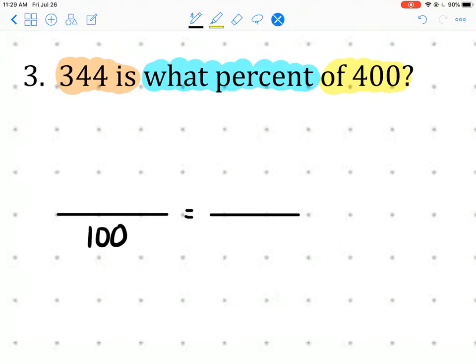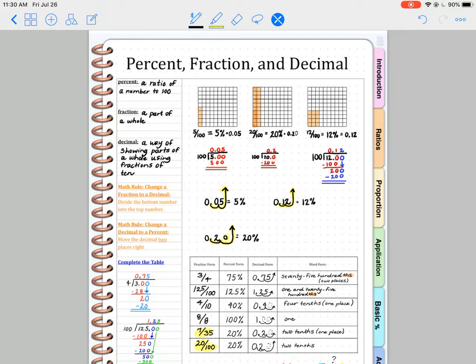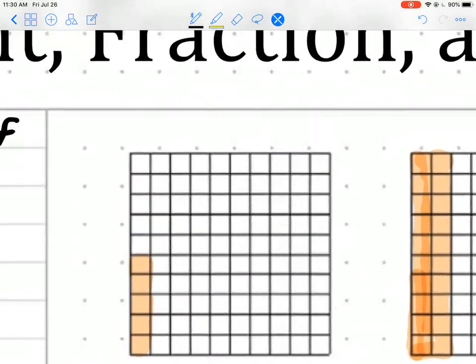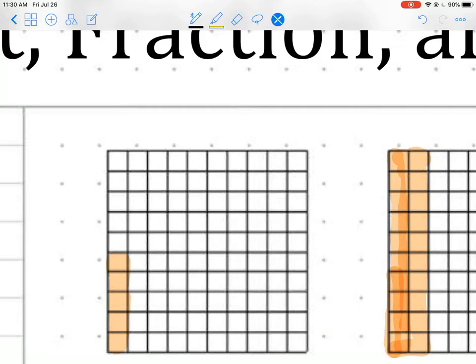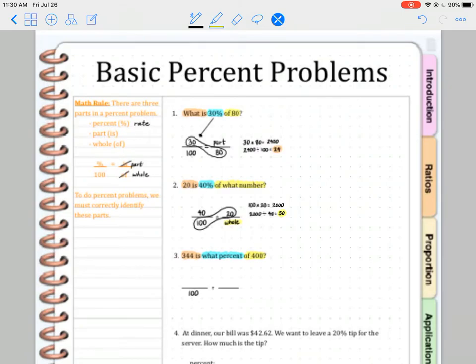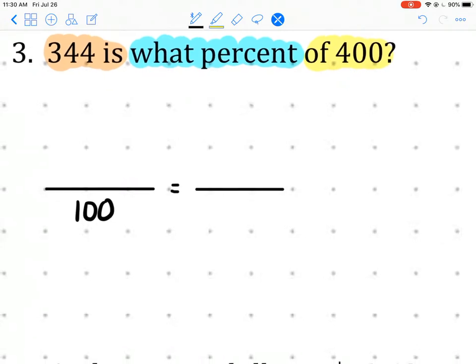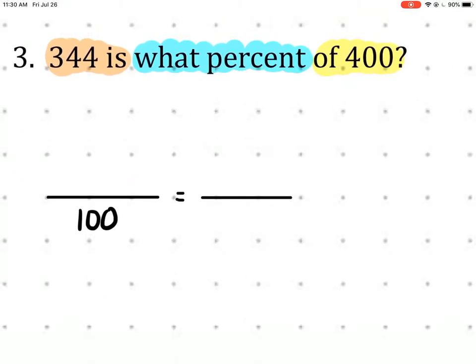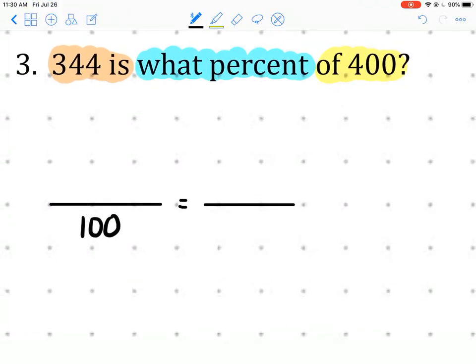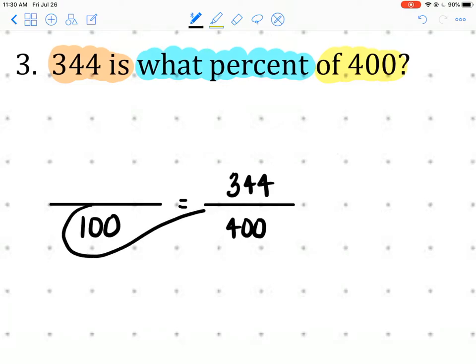Remember, let me show you something here. Remember these blocks that I used to show you percent? They have 100 little boxes. That's why this 100 is built in. It's all based on those 100 boxes. So we don't know the percent, but we do know the part. And we do know the whole this time. And as long as I have 3 of those, I can find the 4th one.